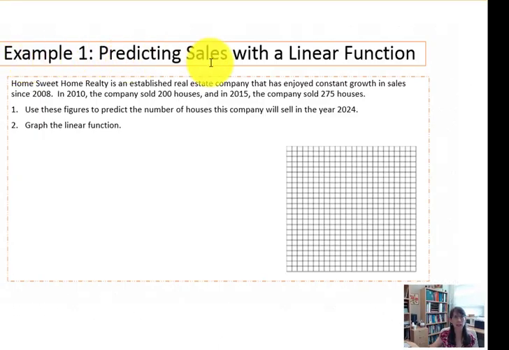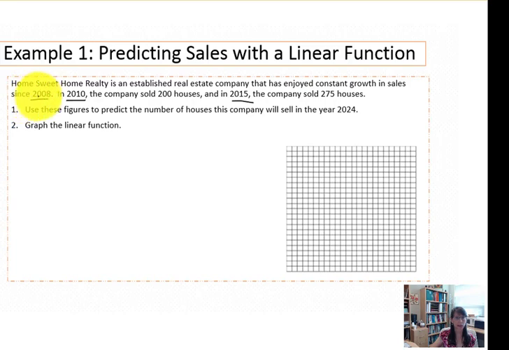Example 1. Predicting sales with a linear function. Here we have Home Sweet Home Realty. In this example, it says that Home Sweet Home Realty is an established real estate company that has enjoyed constant growth in sales since 2008. In 2010, the company sold 200 houses, and in 2015, the company sold 275 houses. So we're going to use these figures to predict the number of houses that this company will sell in the year 2024.